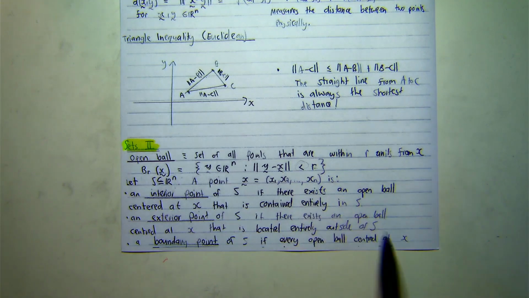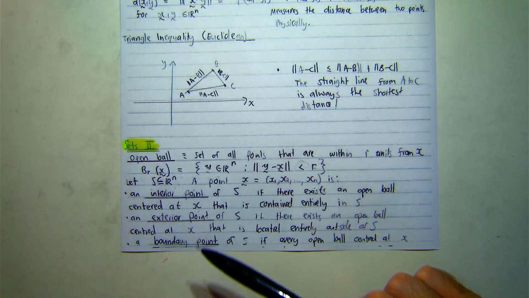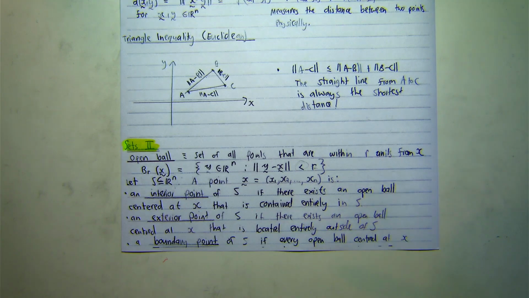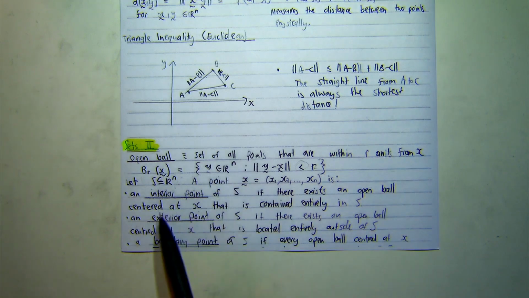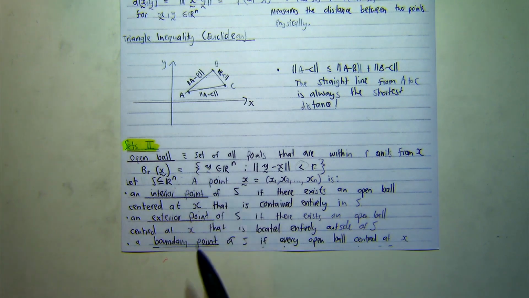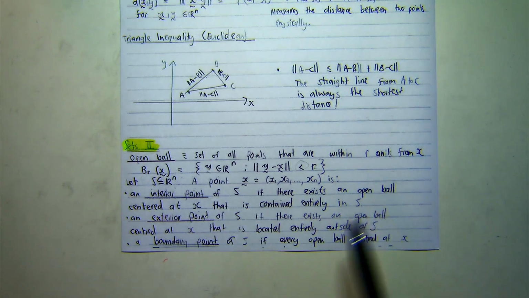And then we use this open ball to define our interior, exterior, and boundary points about a set. So an interior point of a set is defined like this. A point X is an interior point of S if there exists an open ball centered at X that is contained entirely in S. So you have a point, you can find an open ball with a radius as small as you like, where every point inside that open ball is also contained in S. And then that suggests that this point is definitely an interior point of S.